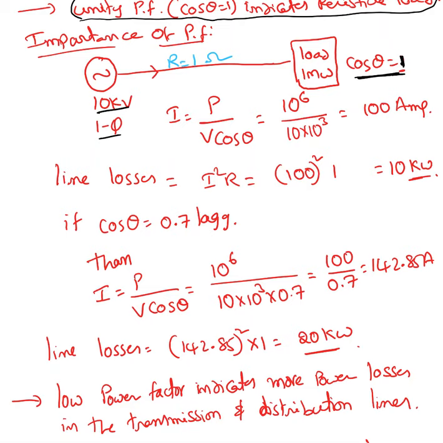Now every conductor is going to have some resistance, rho L by A. Rho is the resistivity, L is length, A is cross sectional area. Assume that the generator is probably 1 mile away from the power plant, 1 mile away from the load center.